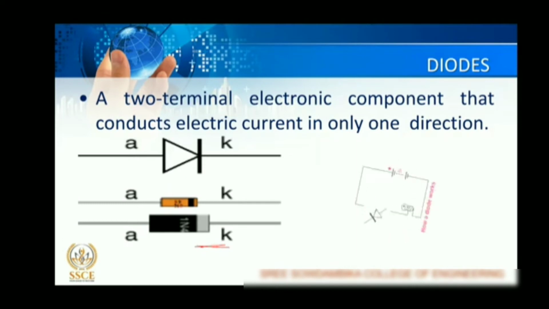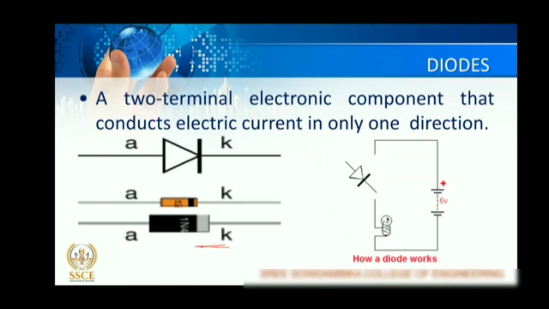Next, already I told that a diode is an electronic device which conducts electric current in only one direction. Here in one direction it will not conduct current and the bulb will not glow, but in the other direction it conducts current and the bulb glows. This is the practical example for a diode. This electronic component conducts current in only one direction.